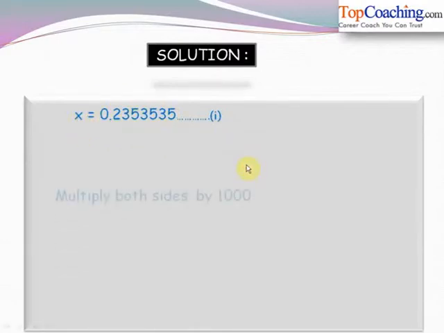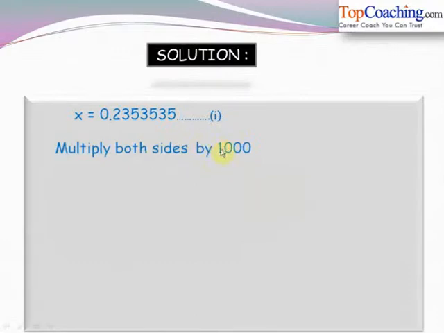Now what we do is we multiply both sides by 1000. So when we multiply both sides of this equation by 1000, what we get is 1000x equal to 235.35353535 and so on. Let us say that this is equation number 2. So this is the first equation and this is the second equation.